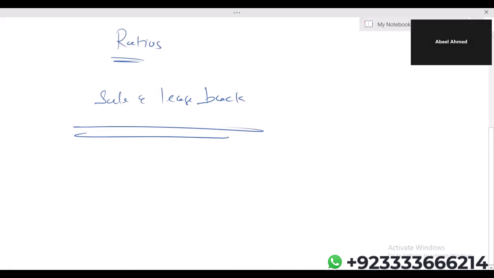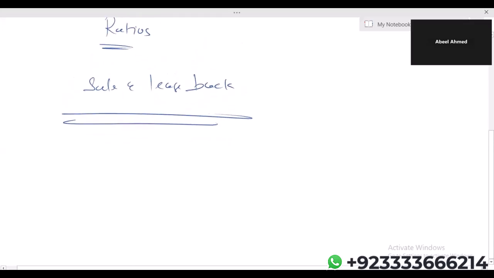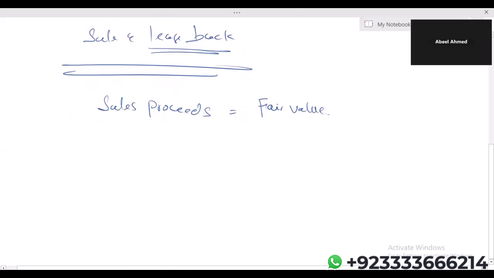Properly. Number one. There are three possibilities in case of sale and leaseback. Number one, the sale proceeds are equal to the fair value. If the sale proceeds are equal to the fair value, how will you calculate the value of the right of use asset?